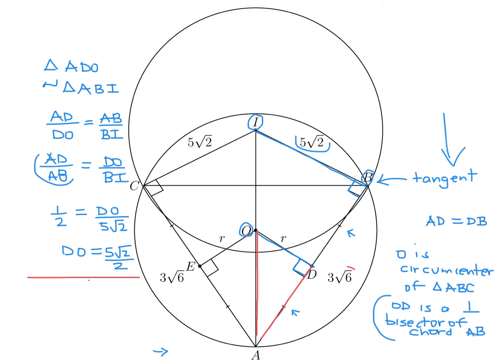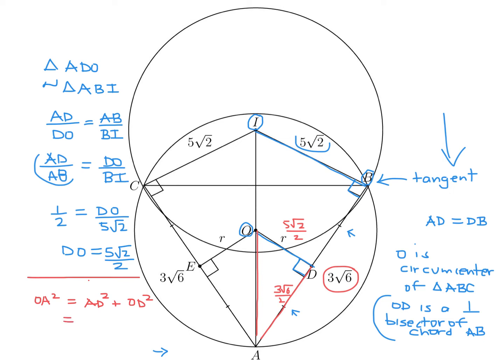So if this is 3 root 6 from A all the way to B, A to D is going to be half that. So it's going to be 3 root 6 over 2. O to D, or DO, I just figured out, was 5 root 2 over 2. So then I can use Pythagoras to figure out OA. All right. So OA squared is going to be AD squared plus OD squared, right? Basic Pythagorean theorem on that triangle, right triangle.